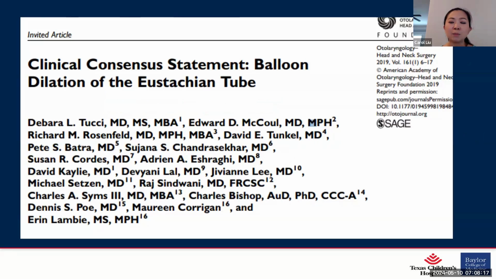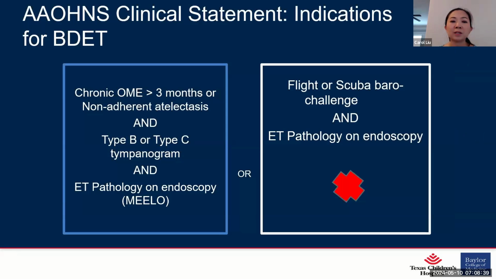And then it is the same when you look at the American Academy's paper in 2019, the clinical consensus statement. Again, this one is for adults only. They're talking about balloon dilation of the eustachian tube for adults. When we read into the paper, this is what most of us talk about as indication, the diagnosis, to determine if they have obstructive eustachian tube dysfunction and if they are a candidate for getting balloon dilation of the eustachian tube.